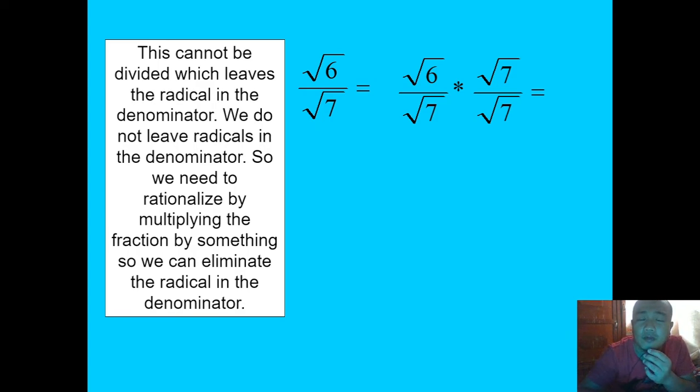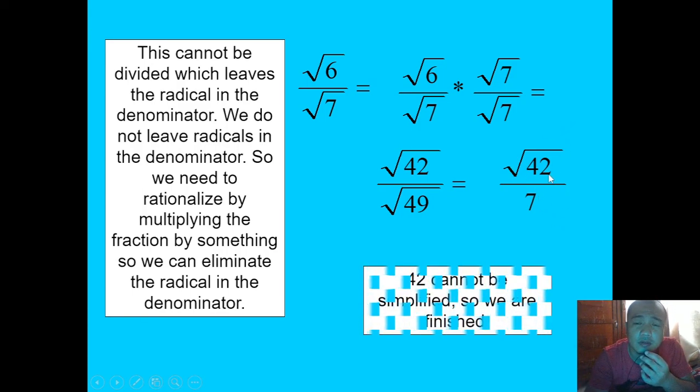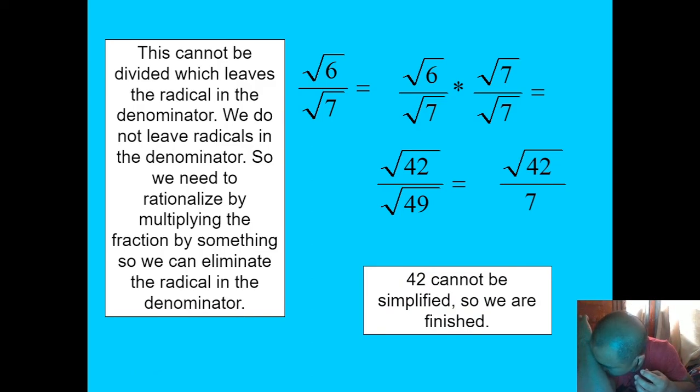So from the process of multiplication, we can now multiply 6 by 7. Square root of 42 over square root of 49, 7 times 7. But square root of 49 is 7, so we have 7. Square root of 42 cannot be simplified, so we are finished. 42 cannot be simplified because its factors are 21 times 2, 14 times 3. Okay, that's the answer: square root of 42 over 7.